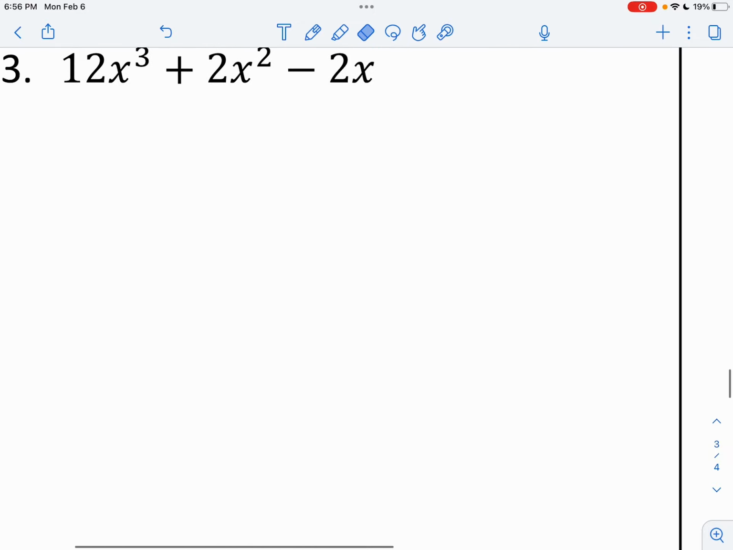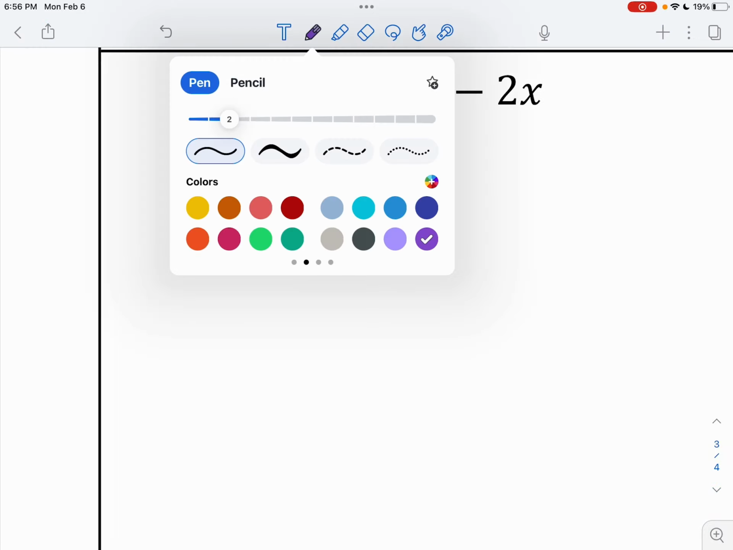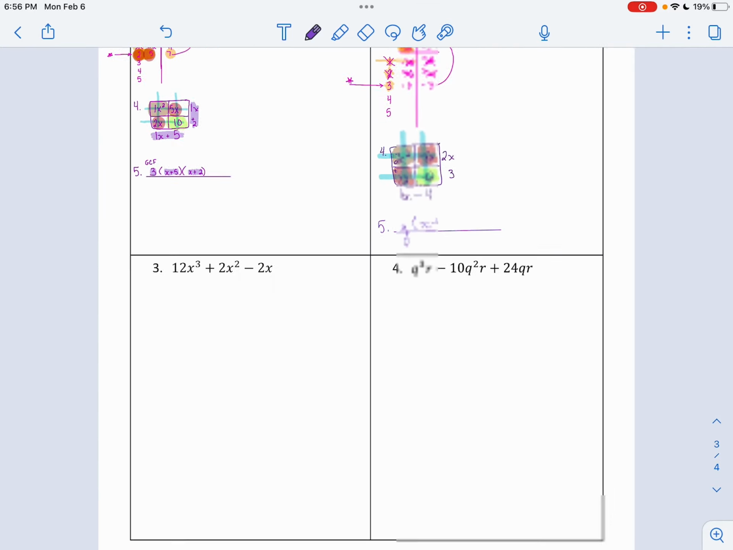Now it's time to do number 3. Step 1. Let's see what color is step 1, green.